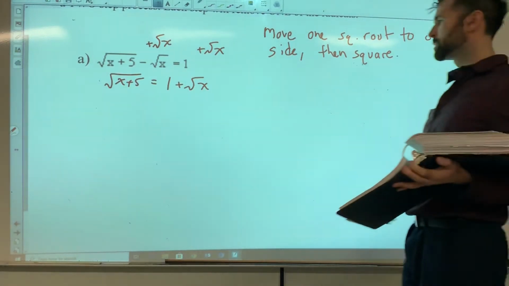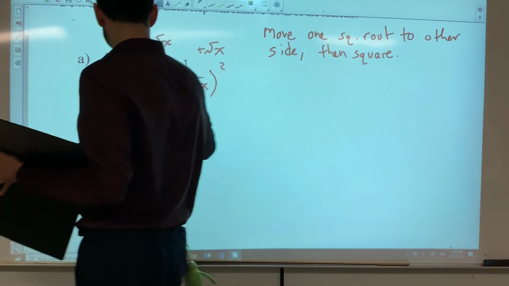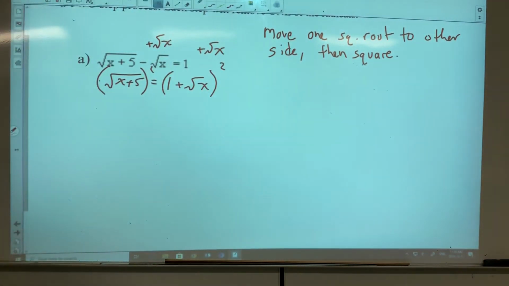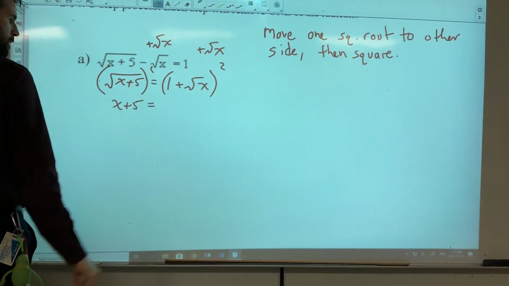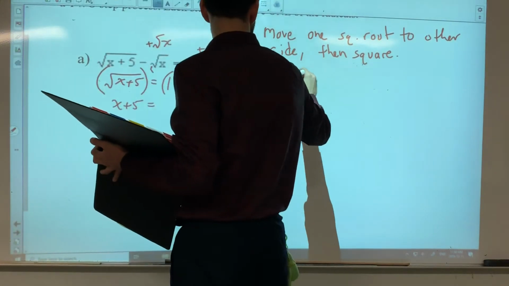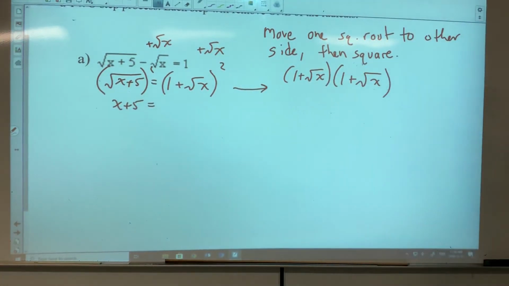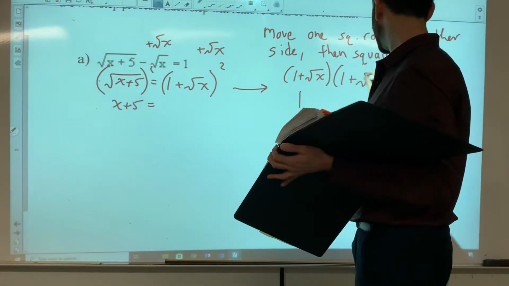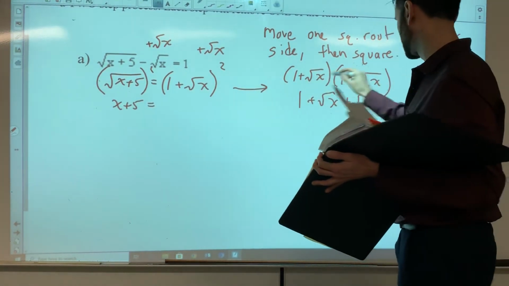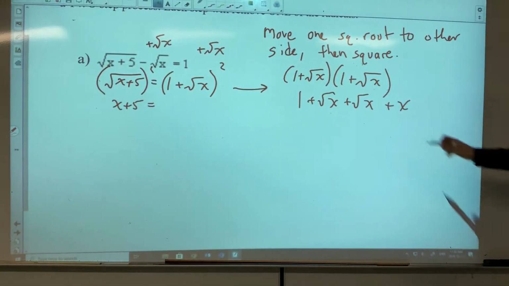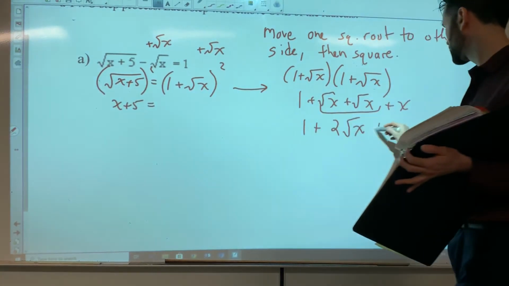A little bit nervous though because I'm squaring a binomial and I'm likely going to not get rid of my square root. Okay, so what happens on the one side, this will be x plus 5. On the other side, you need to FOIL this out, right? So if you want to just visit your notes, I recommend you show your work. So you're doing this, correct? Gotta FOIL it out. So we get 1 times 1 is 1. 1 times square root x is square root x. Square root x times 1 is square root x. Square root x times square root x is x. So group your like terms. You get 1 plus 2 square root x plus x.